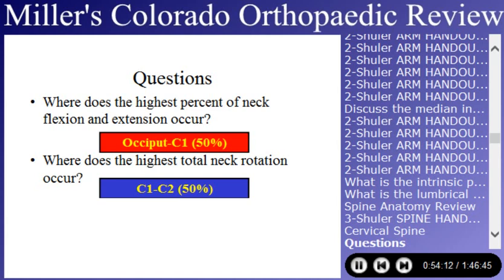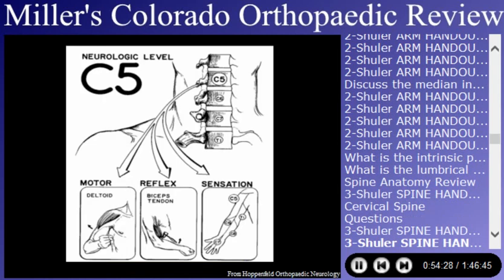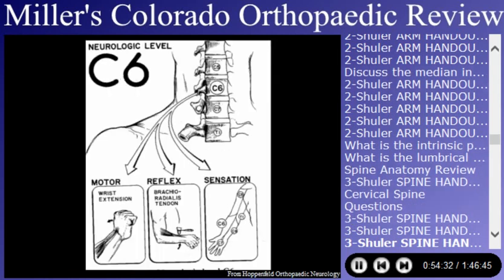Real quick summary, C5, deltoid, don't forget. Biceps tendon reflex, sensation on the arm shown. C6, don't forget, C5, C6 is the most common level of disc herniation, cervical spine. You're going to hit the C6 nerve root. Don't forget the EMG changes that I was talking about that showed up directly on my examination, okay? Wrist extension, brachioradialis reflex.